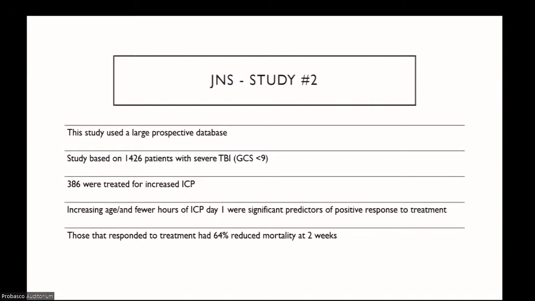And then study 2 by the Journal of Neurosurgery, although it had its limitations in its primary objective, as well as the fact that it was just a meta-analysis of prospective studies, still concluded that implementation of hyperosmolar therapy helped to reduce mortality at 2 weeks compared to no intervention, and it was beneficial in reducing mortality associated with increased ICP.